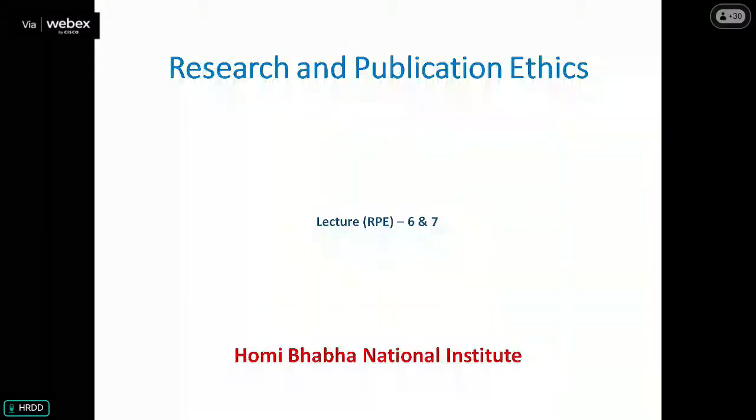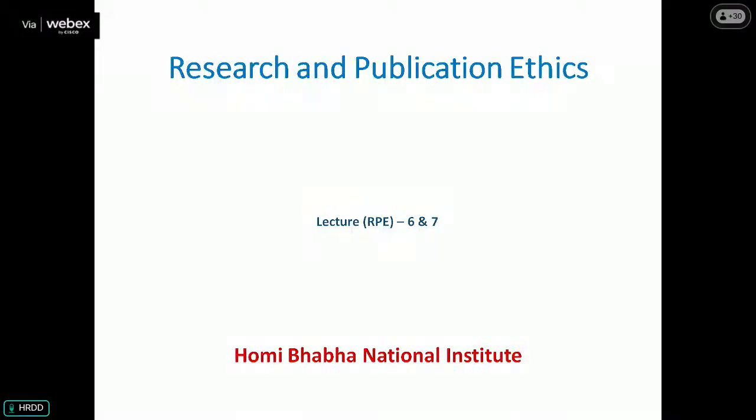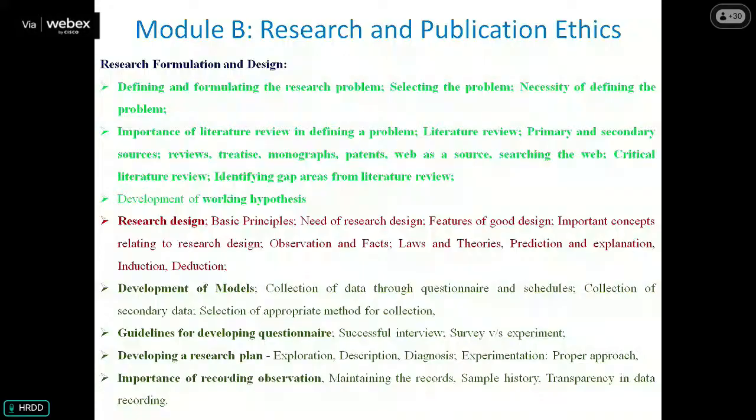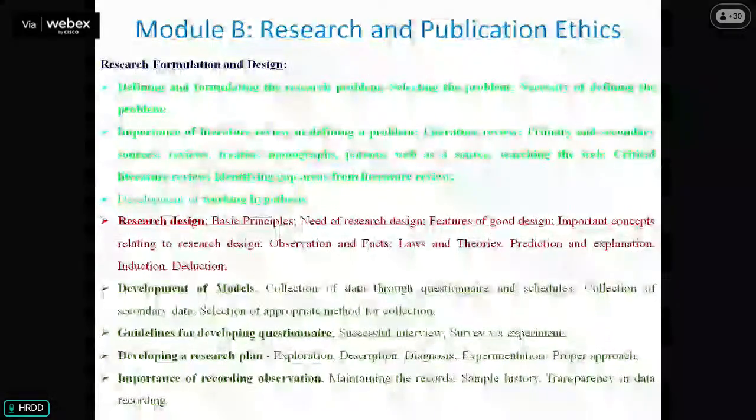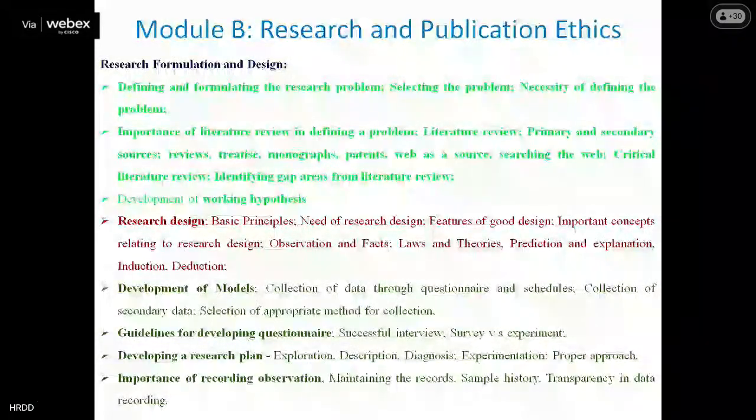So we were into research and publication ethics. We have crossed almost this part. I have 14 lectures, so today we will reach halfway. As I tell every day, just to recall, we are doing the research methodology classes, RM, that was there in module A. And here in this module, we have research and publication ethics. Here we do research formulation designs. So this green part is blank now, today.